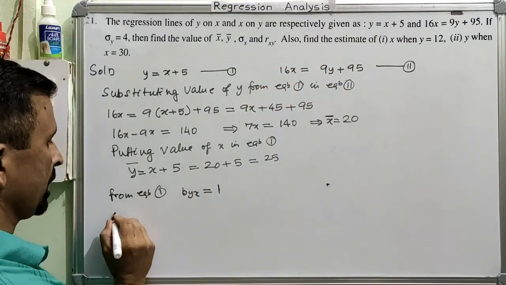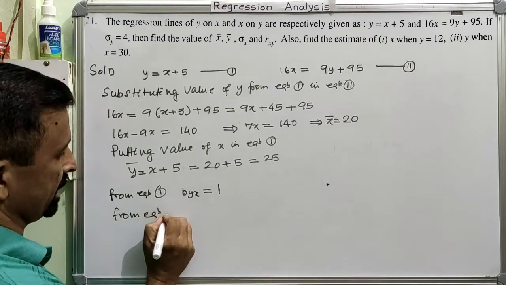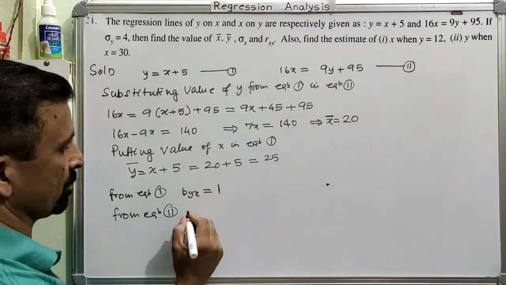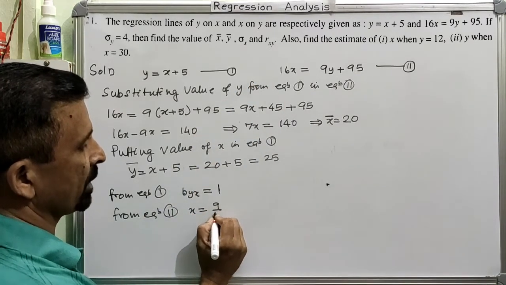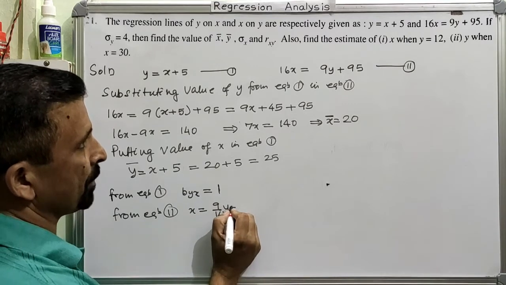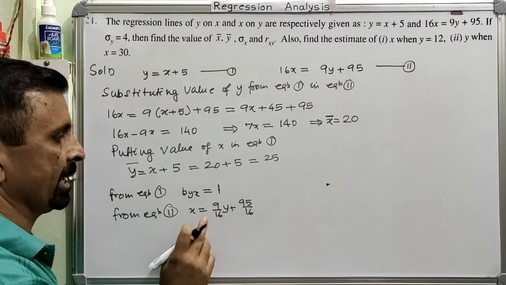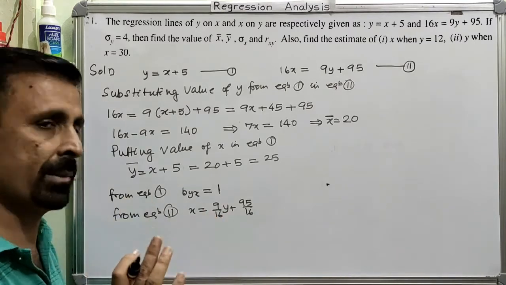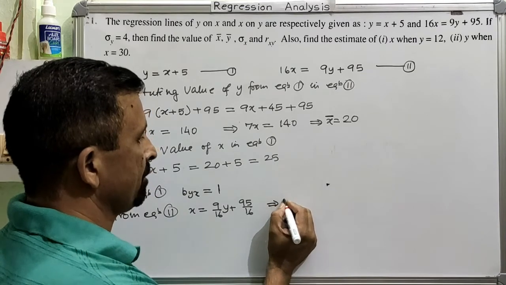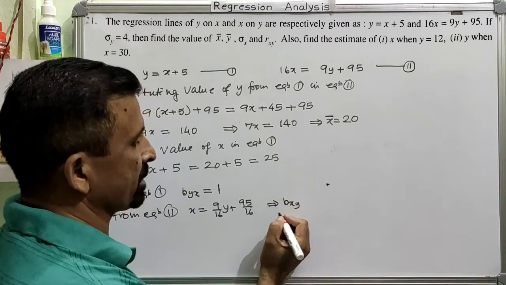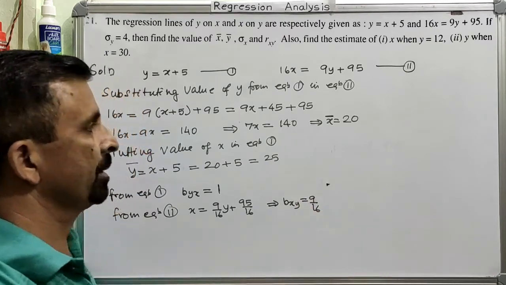So from equation 2, let me do the calculation. x will be equal to 9 over 16 y plus 95 over 16. And here the coefficient of y will become the regression coefficient, and therefore this implies my regression coefficient of x on y will become equal to 9 over 16.